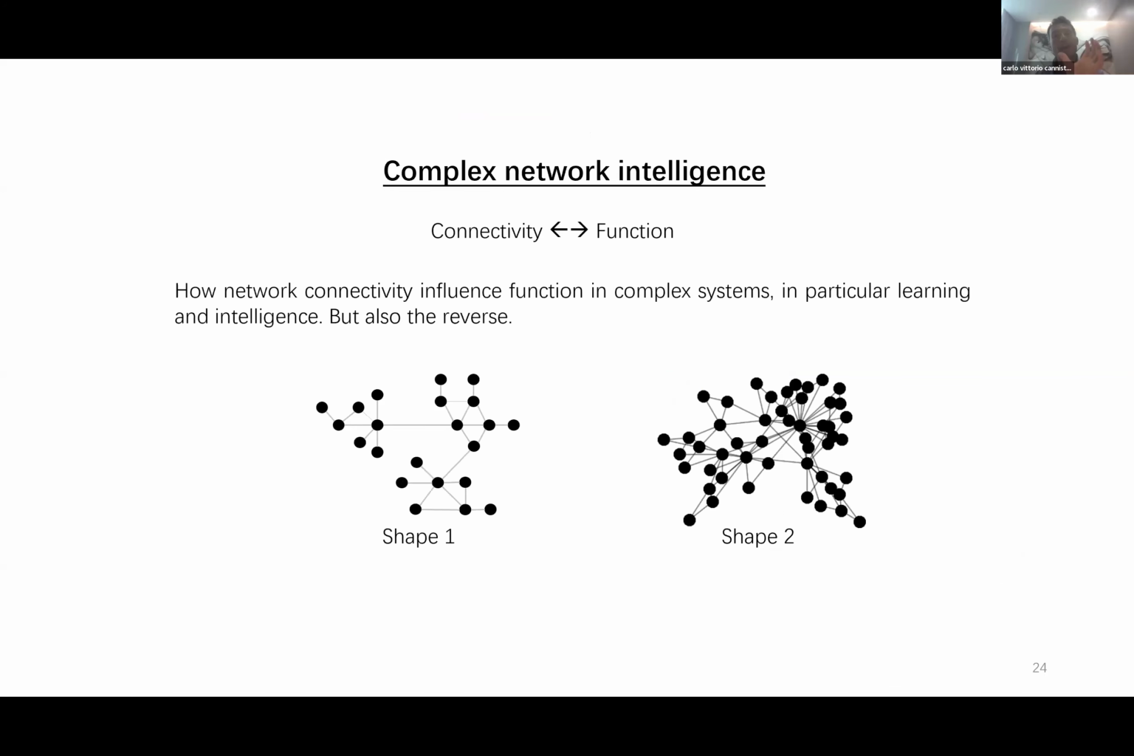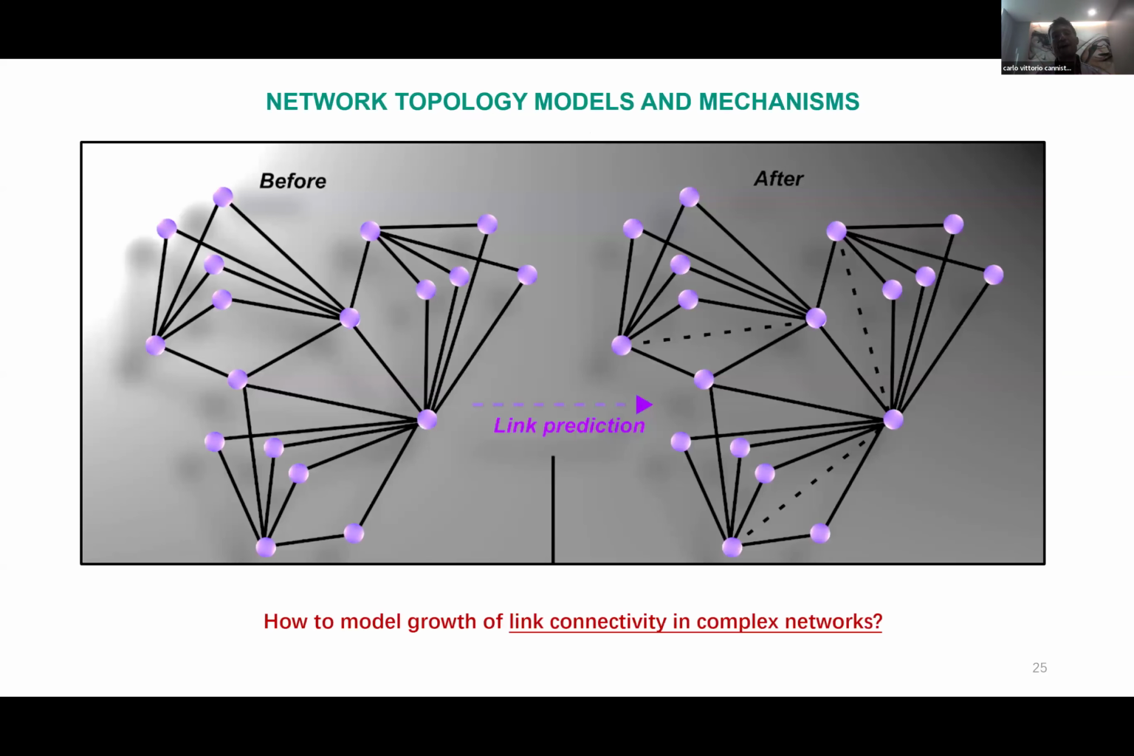And I created also this term, complex network intelligence, to identify the knowledge that is related with network connectivity and how this influences functioning of complex systems, in particular learning and intelligence. And then I understood that in network science, there was a field that studied how to predict the connectivity of the network in the future, given the connectivity I have in a certain stage. And this is called link prediction.